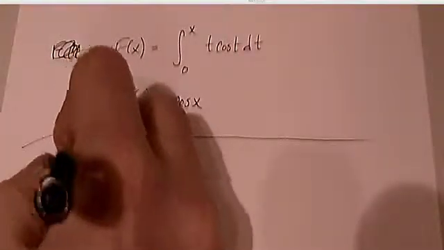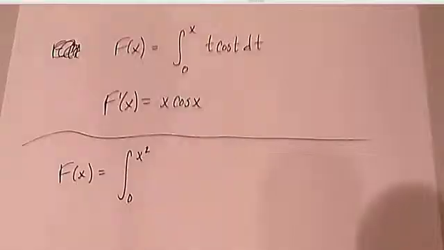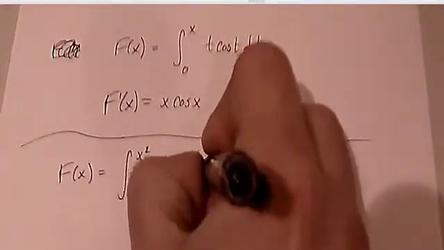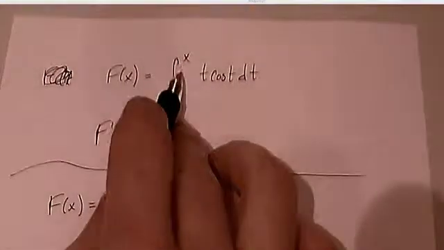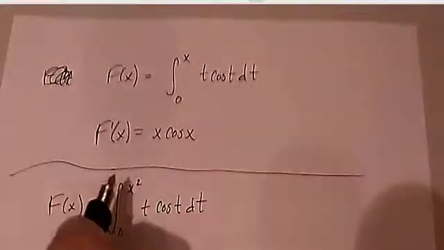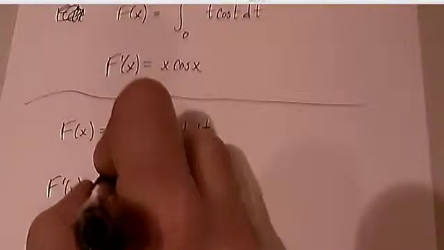Okay, well, let's use that same integrand, and let's do 0 to x squared of t cosine t dt. What is f prime of x? Well, again, the way that I plugged x in for both t's, I'm going to plug x squared in for both t's.